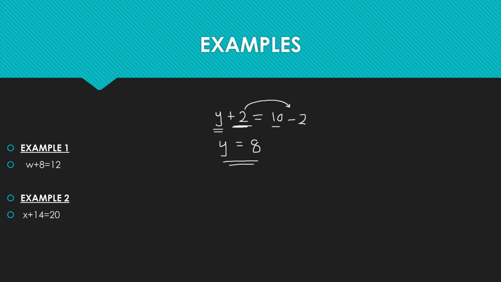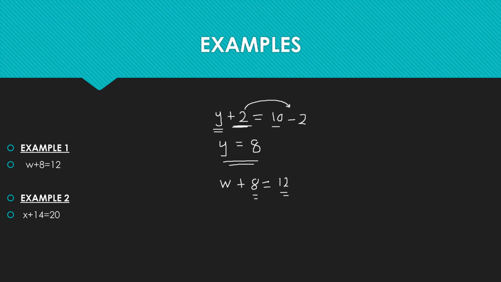Example 1 now. We can now look at the examples that I gave out. Example 1, we have w plus 8 is equal to 12. The first thing you have to ask yourself is where are the like terms? And the like terms here are 8 and 12 because both don't have any letter. Don't bring 12 to the other side. No, I've said that you have to maintain the equal signs.